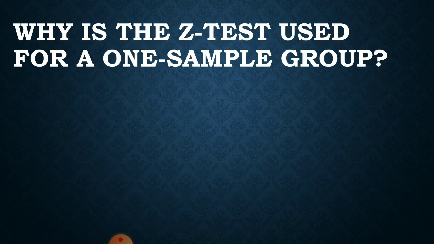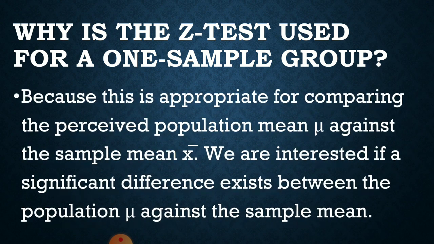Why is the z-test used for a one sample group? Because this is appropriate for comparing the perceived population mean, mu, against the sample mean, x bar. We are interested if a significant difference exists between the population mean mu and the sample mean.